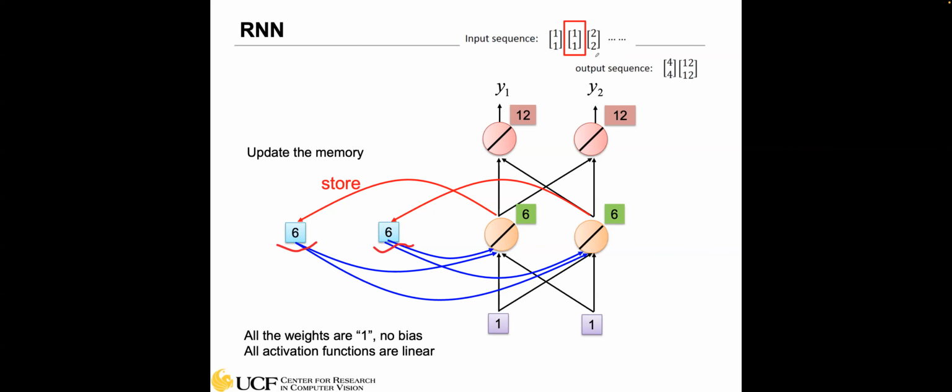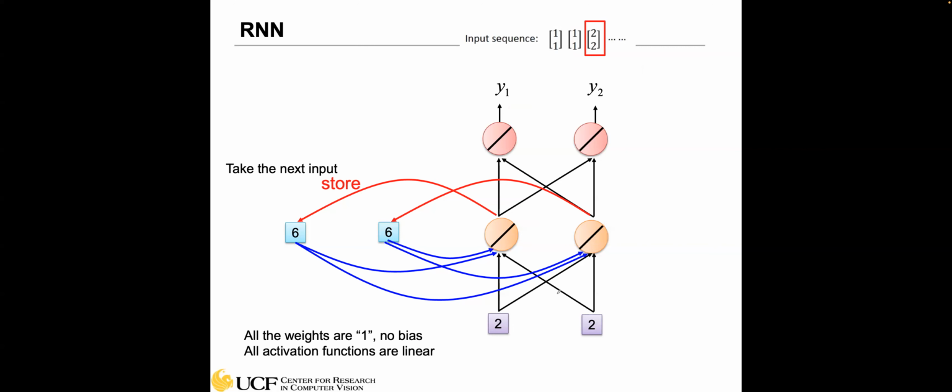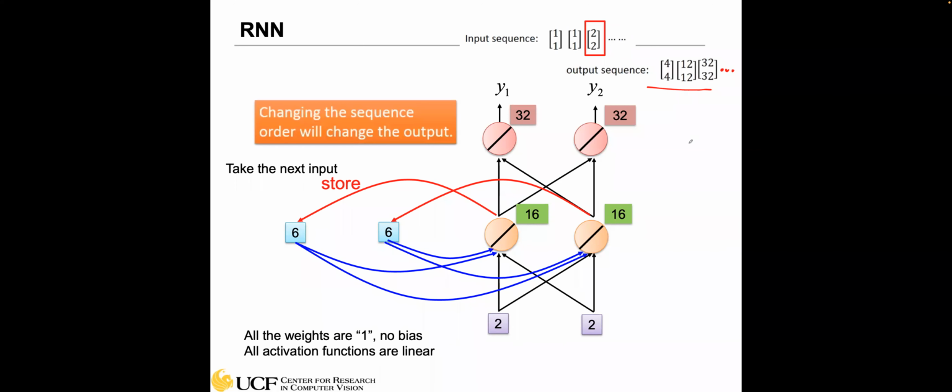Then we can run the next input, 2 and 2. So we generate this hidden layer output, and we generate the output. If we have more sequence written here, we can keep going. We can update the memory and take the new input here and generate the new hidden layer output and the final output. So eventually we generate this output sequence.